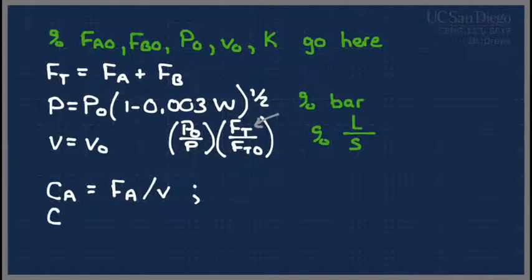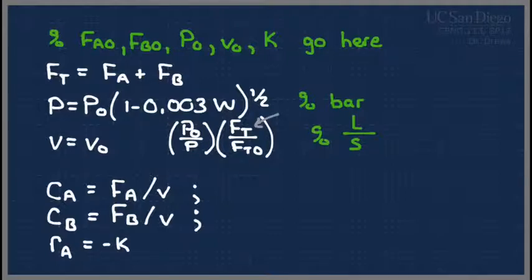All of the other species concentrations look the same. So this is FB over V. And then when you want to write the rates, those are similarly simplified as K times CA. Right, so those elements of the code afterwards become much easier to troubleshoot and really much easier to write as you go through each one. That's why MATLAB is kind of nice. The remaining elements of that code don't change much from the batch one.